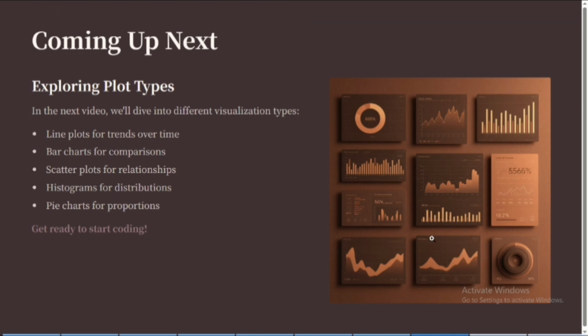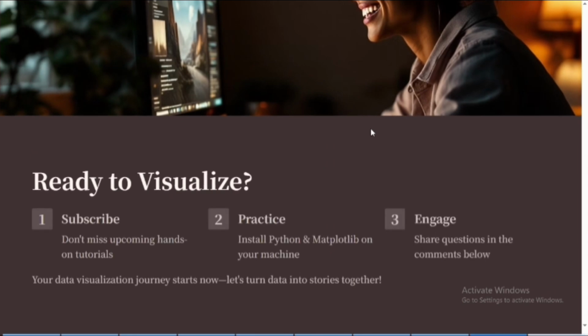These are bar charts. And then we also have the scatter plots for finding relationships between variables, and we have the histograms to look at data distributions. These are the histograms, and pie charts for understanding proportions. Pie charts, something you must know. Get your keyboards ready because we are going to start coding very soon. So, are you ready to visualize?